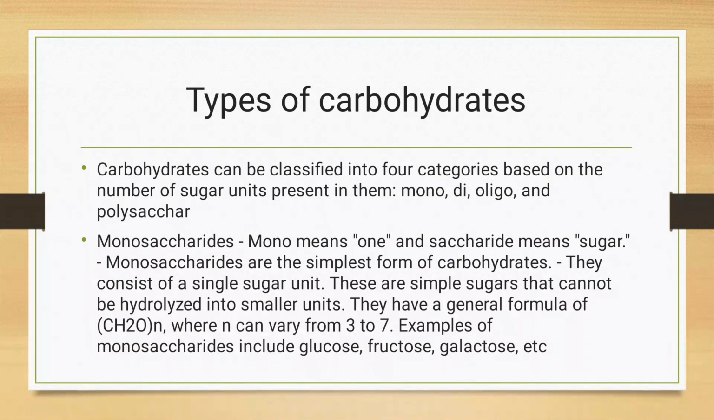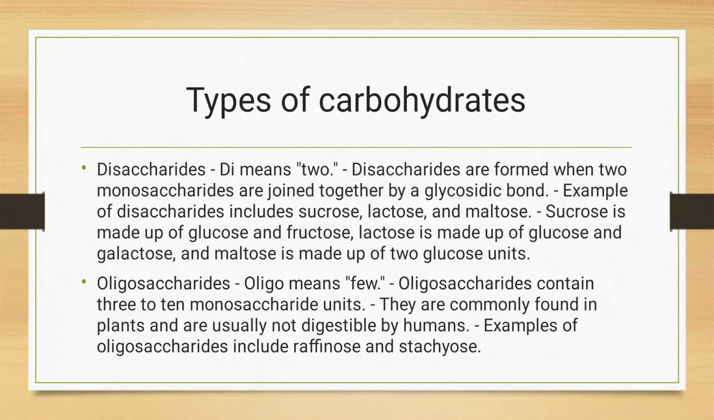Another type of carbohydrate classification is mono, di, oligo and polysaccharide. Monosaccharide means one sugar. Monosaccharides are the very simplest form of carbohydrates. They consist of single sugar units. The general formula for monosaccharide is CH2On. Examples: glucose, fructose, galactose.